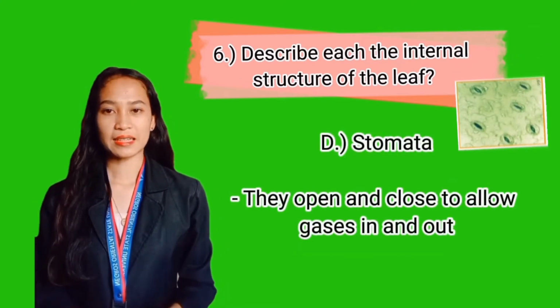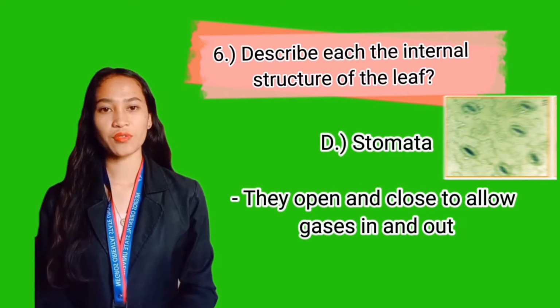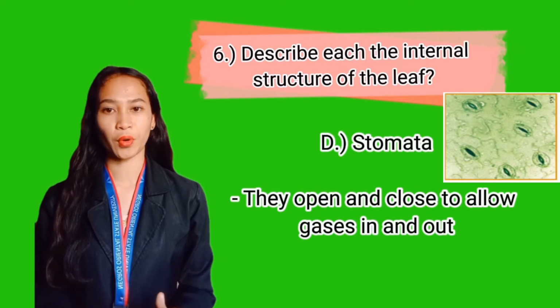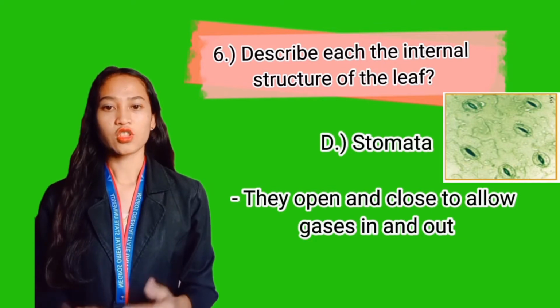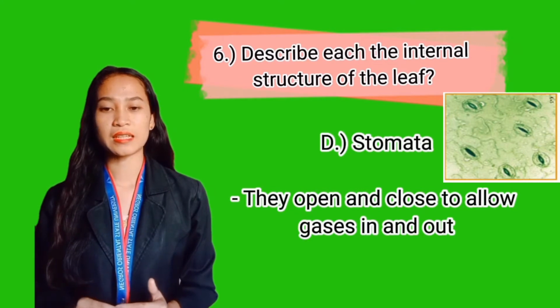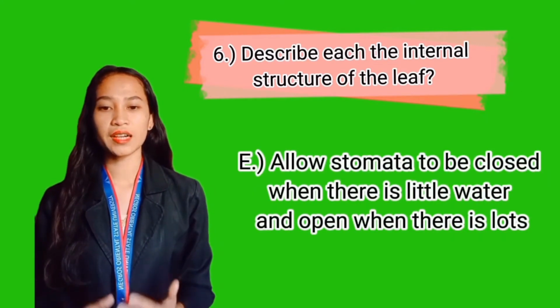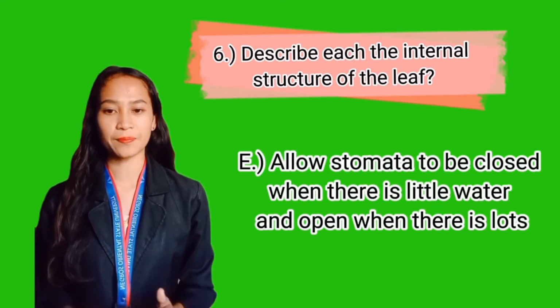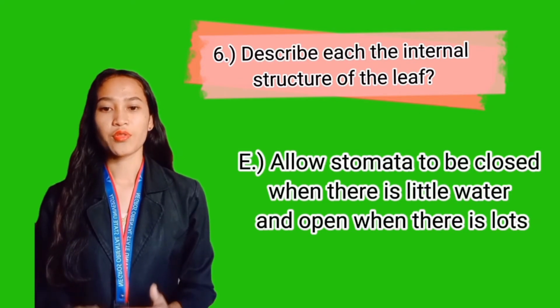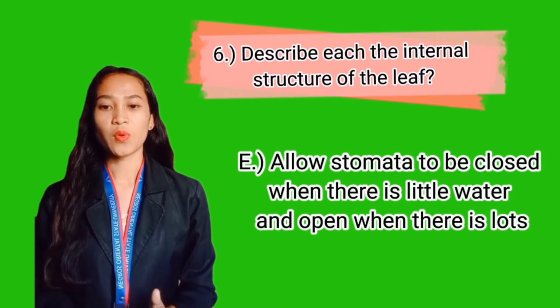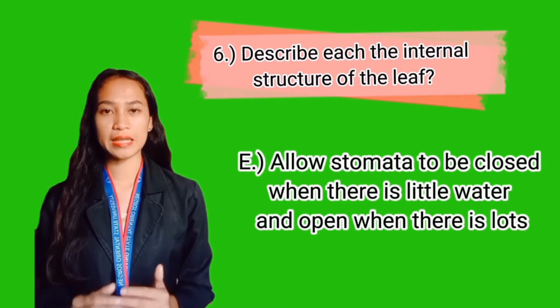Fourth is stomata. They are small openings on the surface of the leaf. They allow for gas exchange, including water vapor. They open and close to allow gases in and out. Generally, there are more stomata on the bottom of the leaf. Fifth, the last one is guard cells. When guard cells absorb water, they swell and open the stomata. When guard cells lose water, they shrink and close the stomata. It allows stomata to be closed when there is little water and open when there is lots.